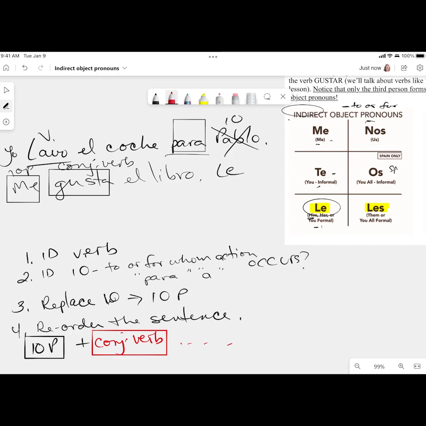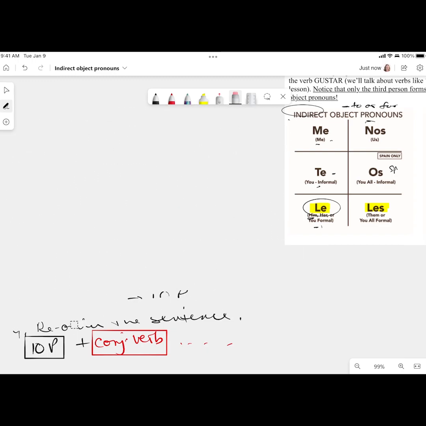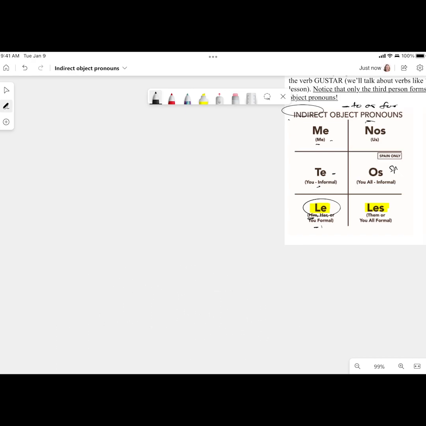And then the conjugated verb. So to me, it pleases the book. So keep in mind that the order structure is going to be different than in English in this case when we're using the pronoun to replace the indirect object. So there are 4 steps to replace the indirect object with the indirect object pronoun. One of those grammar structures at the end is to put the indirect object pronoun and then your conjugated verb. It's very important to note that you need to have a conjugated verb because later we're going to talk about infinitive verbs and gerunds.